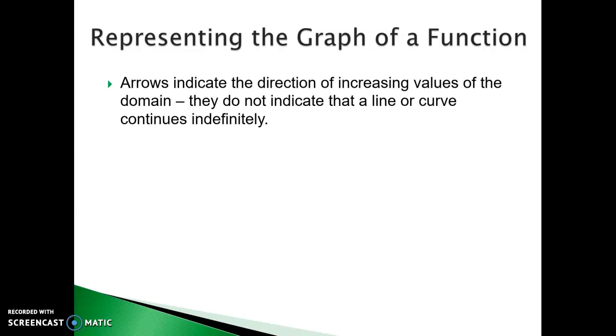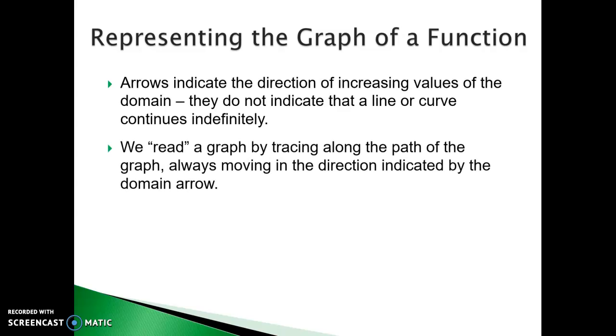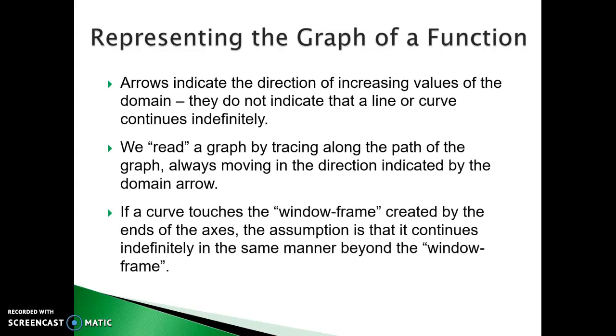Anytime you see an arrow, what that arrow means is it's the direction of increasing value of the domain. It's not indicated on a line or a curve that it goes indefinitely. It's just talking about where the domain is increasing. When we read a graph by tracing along the path of the graph, we always go in the direction indicated by the domain arrow. Typically in algebra, the arrow is going to the right for the domain, so we always read from left to right.